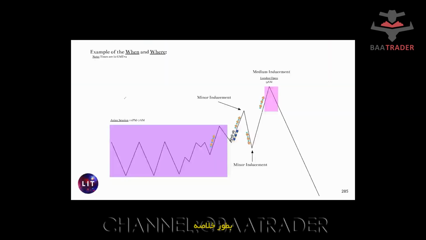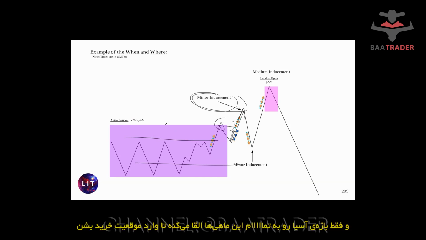In a nutshell, that is what's going on. Example of the when and where. So again, we're having the Asia range. We're having our minor inducement to the upside, adding breakout fishes. That's a minor inducement because it only makes a new higher high. It only induces Asia range traders, all these fishes, to getting their buy positions in. Then inducing low to stop immediately out those people.